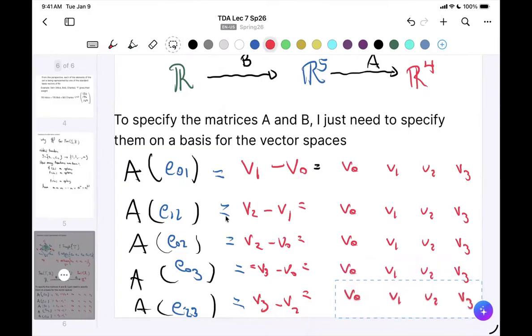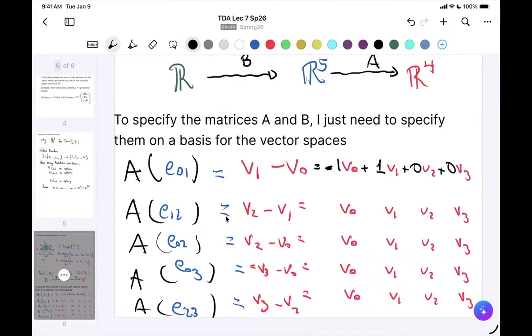Okay, so here's another way of thinking about V1 minus V0. You can think about that as being minus V0 plus 1 V1 plus 0 V2 plus 0 V3. So kind of like writing it down explicitly as a linear combination of the basis vectors.